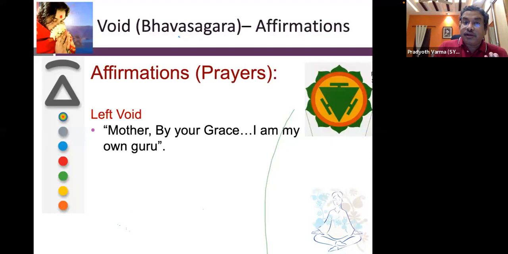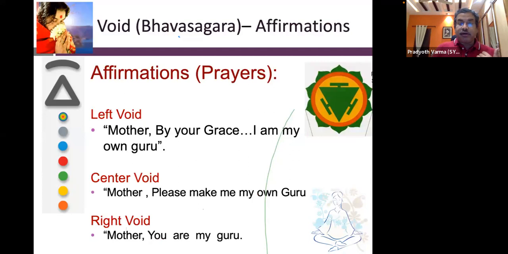Now, what is the mantra here? The quality is the guru, right? So here on the left side, we say, I am my own guru, because here we don't have self-confidence and hence we are dependent on somebody else. So here, in order to come out of this problem of left, we say, I am my own guru. On the right, we say, Mother, you are my guru. And in the center, we say, you give us our ascent as the guru. Make me my own guru.